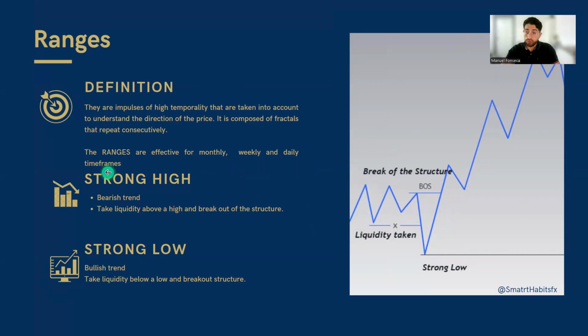So to understand when a range starts or ends, we need to understand the next concept, which is called a strong high or a strong low, okay? The strong highs are created in these two conditions. First condition, when it's a bearish trend, correcto? And then when we have take of liquidity above a high and break of the structure. We're gonna see an example later. And now we're gonna see an example of a strong low, okay? Which will be created in the next conditions when it's a bullish trend and it takes the liquidity below a low and breaks out of the structure, which is the example we have here.